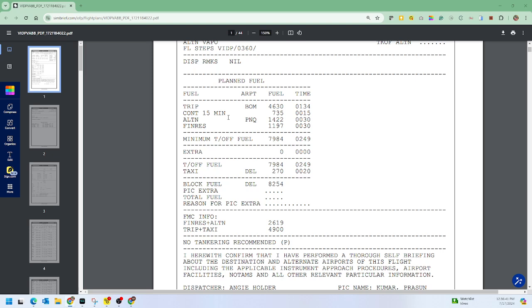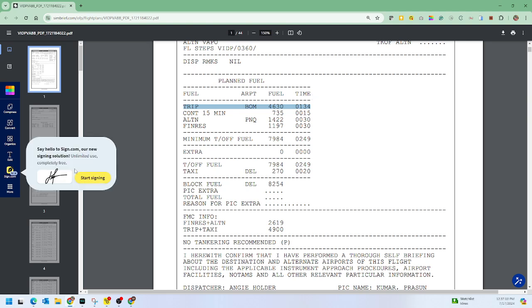First of all, we have the trip fuel. This is the main fuel that is required to reach the destination. So suppose we are flying from Delhi to Bombay. This 4630 lbs of fuel we will require to reach Bombay, and the time taken will be 1 hour 34 minutes. So this is the fuel calculation and this is the time.